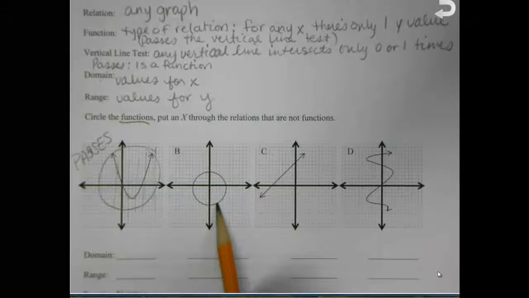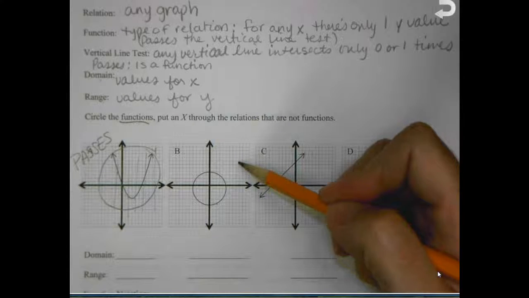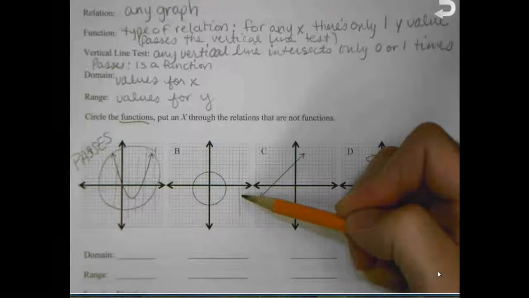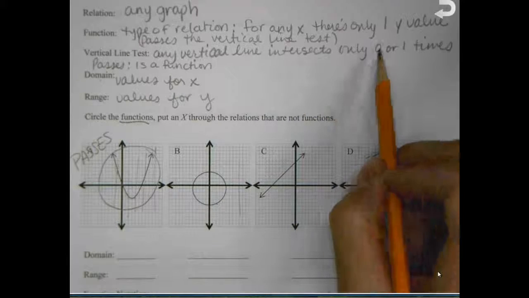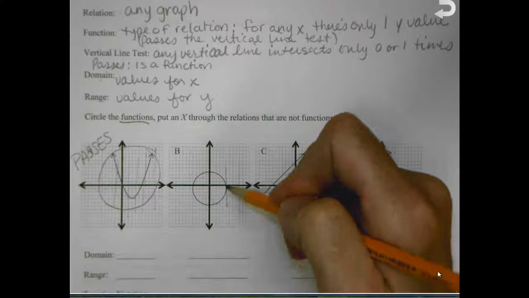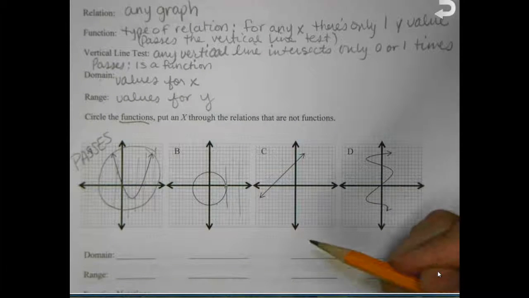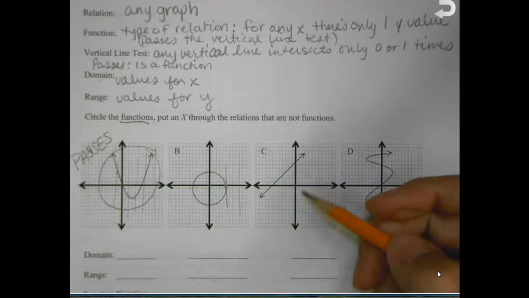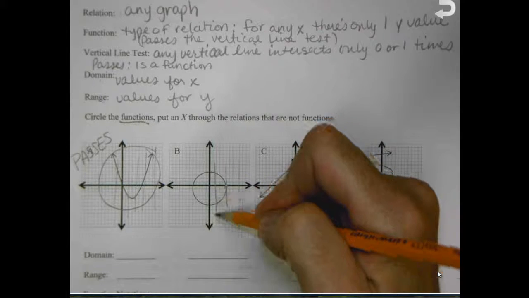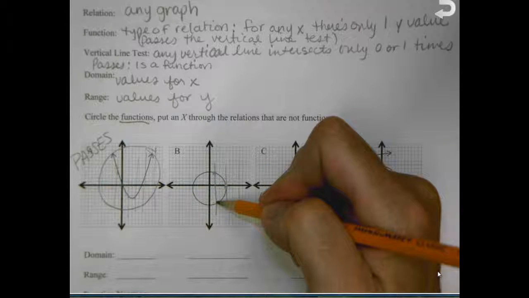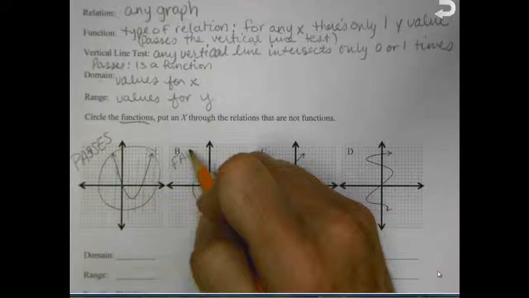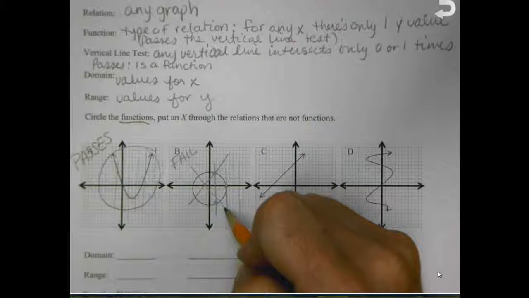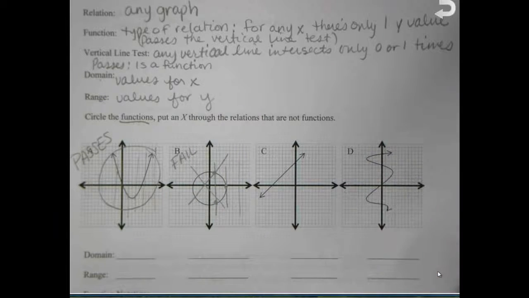Now this one is a circle, and if I place a vertical line here, it's going to intersect my circle 0 times, and that's okay because I can have it intersect 0 times and still be a function. If I put my vertical line right here, it's going to intersect 1 time, and that's okay. It could still be a function. But the problem is if I put my vertical line anywhere in here, it'll intersect my circle 2 times, and so it's going to fail my vertical line test, and the instructions here tell me to put an x through it because it's just a relation, not a special function.